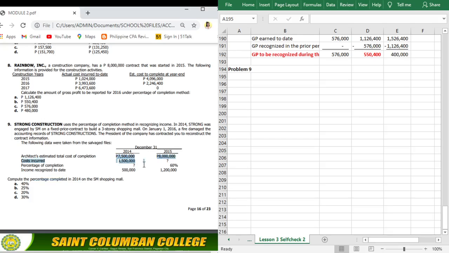As you can see, given naman din na, no? That is 1,500,000 cost. Then ang total is total nilang duha. So pila may total ani? 9 million. So 1.5 divided by 9 million, makuha na dayon nimo ang answer, no?